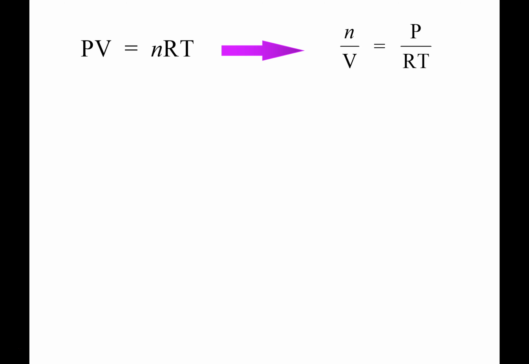And I think when we talked about gases at the end of Chem 1, we called this the molar volume, or molar density, maybe. But anyway, for any given gas, that's equal to the pressure of the gas divided by RT. All right.